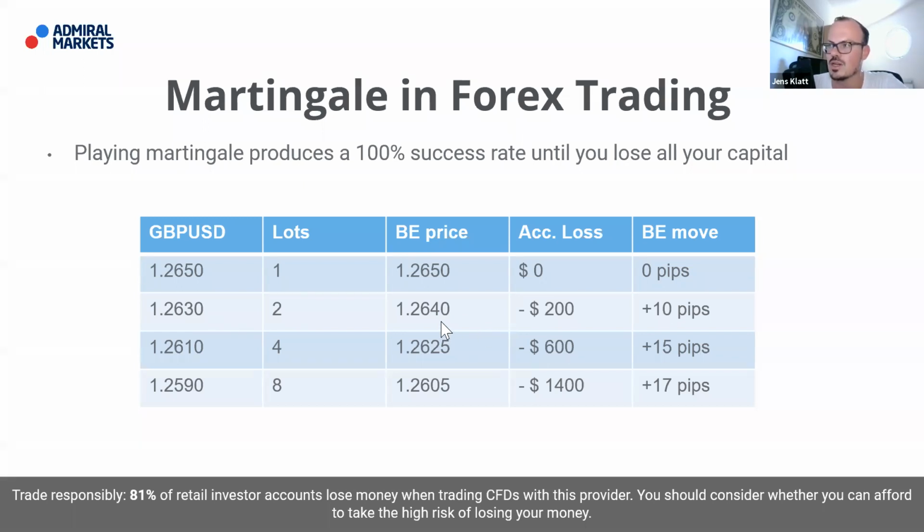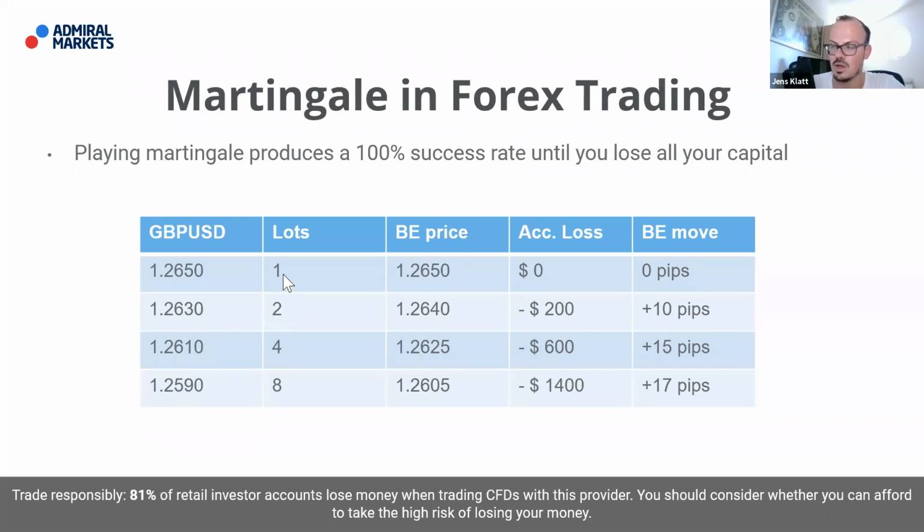So now we're still down $200 in this case, because we're trading 2 lots and we're down 10 pips from our break-even price to the price where we currently trade. So it's minus 10 pips in this case. So now GBP USD accelerates on the downside, which means we are down another 20 pips. Now we add another, in this case, 2 lots to our position.